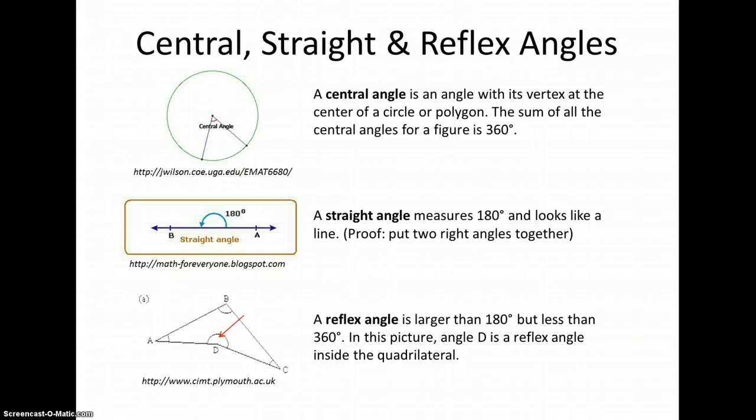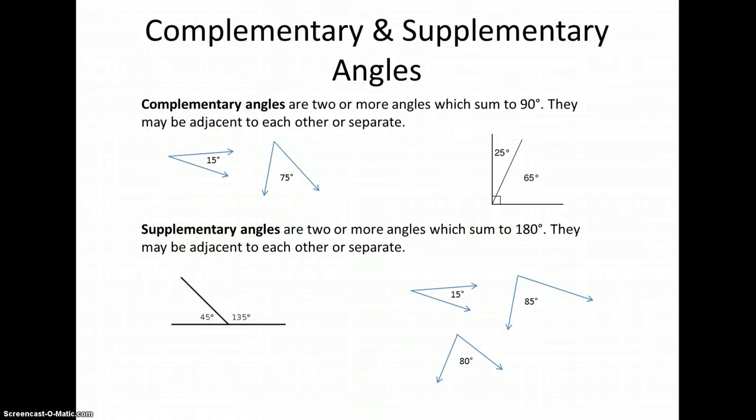A reflex angle is larger than 180 but less than 360 degrees. In this picture, the quadrilateral has a reflex angle at vertex D. Notice this angle is inside the quadrilateral.